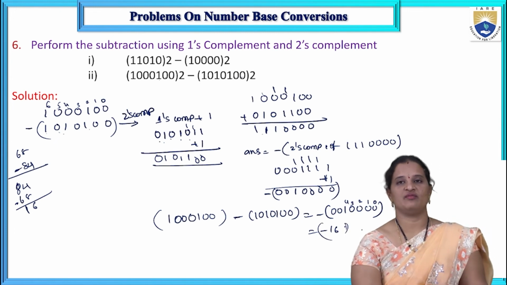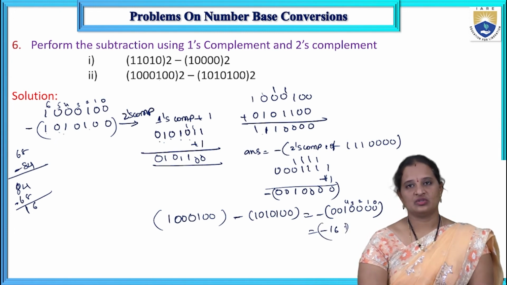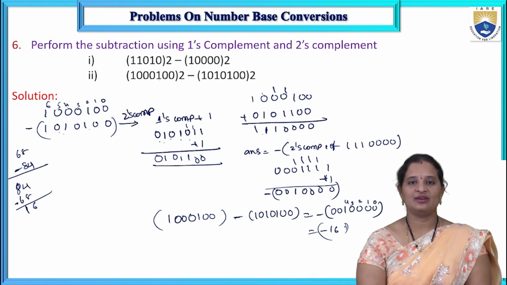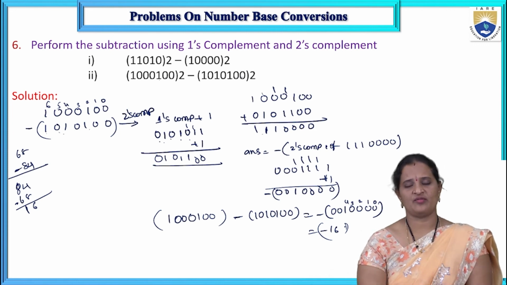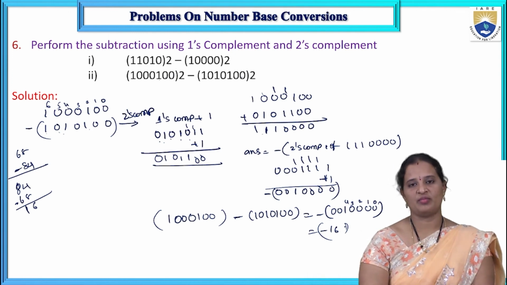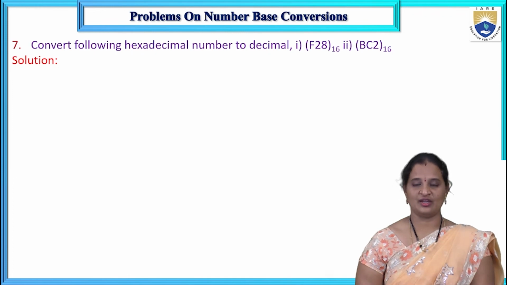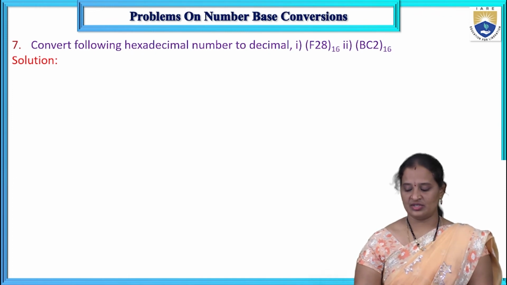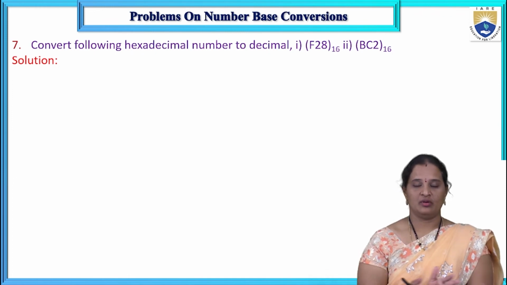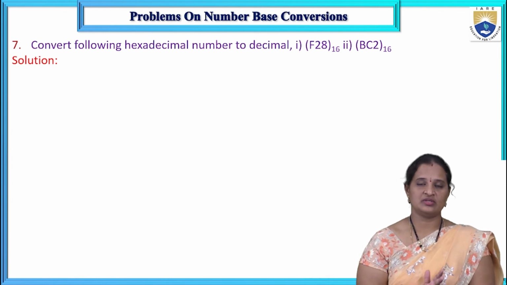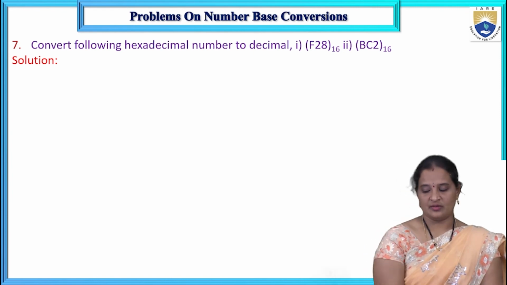So this is how we can verify the answer here. So this is the 1's complement and 2's complement subtraction. You can perform subtraction of any number of any base using complements by just finding the complement of the negative number and adding it to the positive number, so that you will get the answer.